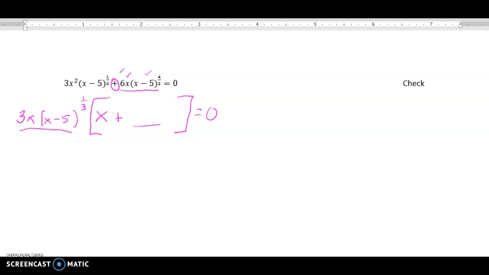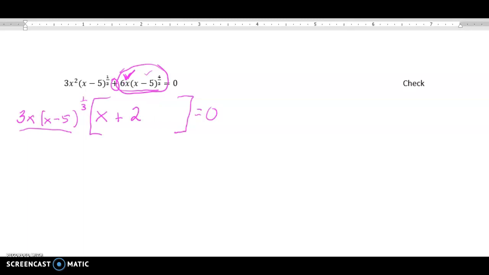This times what would give me this? Now this is where it gets a little tricky. The 2 is not too bad. I think we can get the 2. 3x times 2 gives me the 6x. And this is the tricky part.